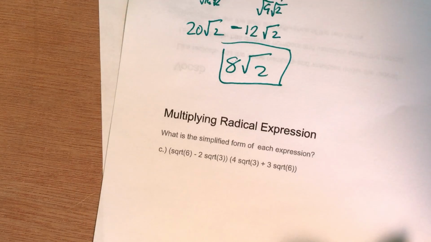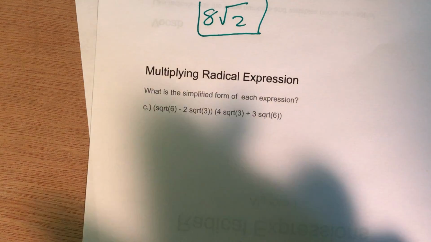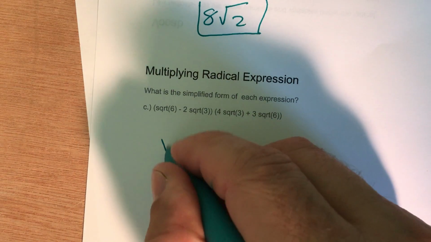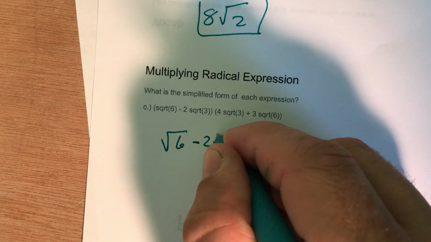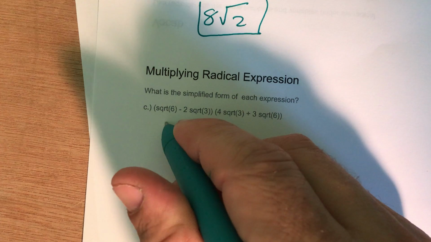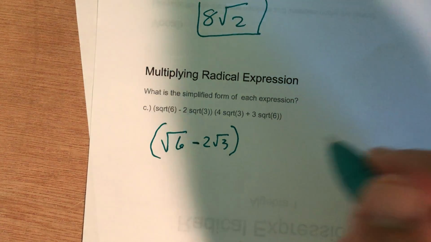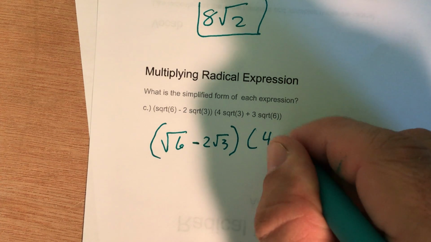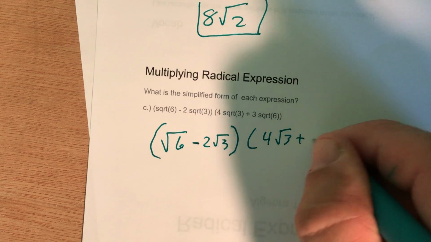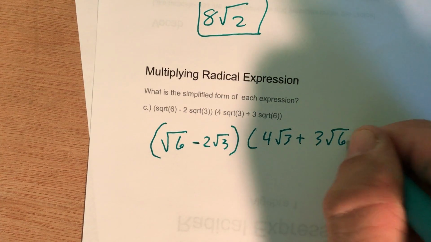One more of those, and hopefully maybe you can get it to where you see it better. Okay, you get the square root of 6 minus 2 square root 3. This one's getting a little more challenging. And then you got 4 square root 3 plus 3 square root 6.